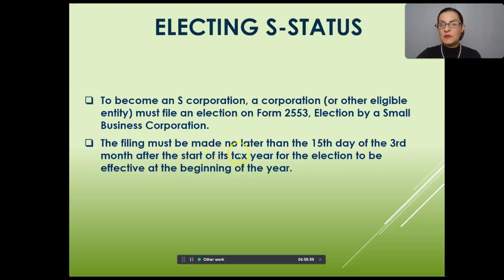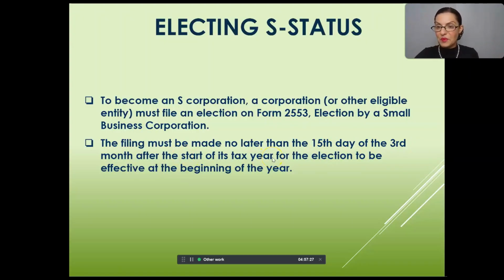The filing must be made no later than the 15th day of the third month after the start of the corporation's tax year for the election to be effective at the beginning of the year. So if you formed a corporation at the state level, it's a C corporation by default. And then if you want it to be treated as an S corporation, you need to file that Form 2553 right away, within 2.5 months, the 15th day of the third month after the start of its tax year.